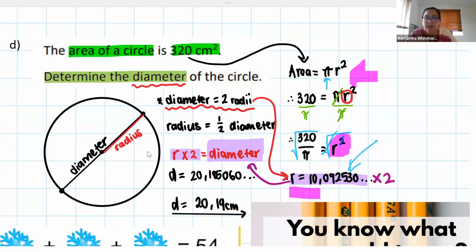Pi is 3,142. There you go. Pi, 3,141592, blah, blah, blah.